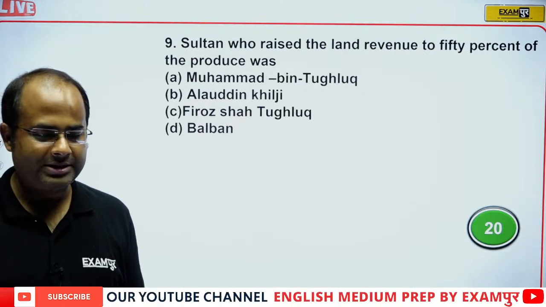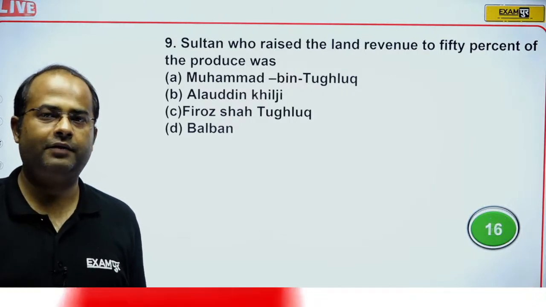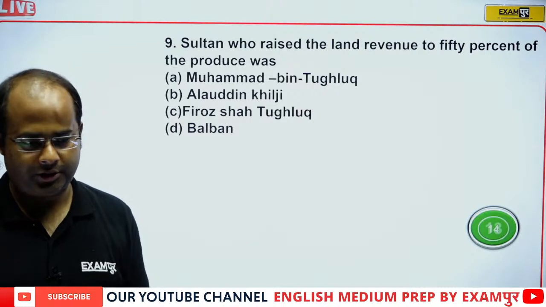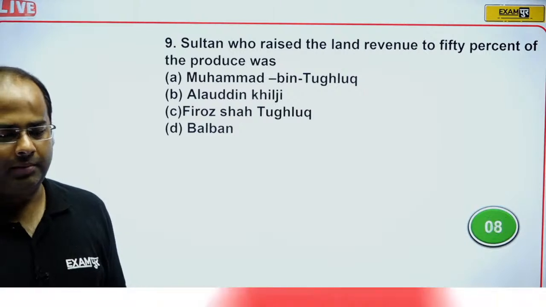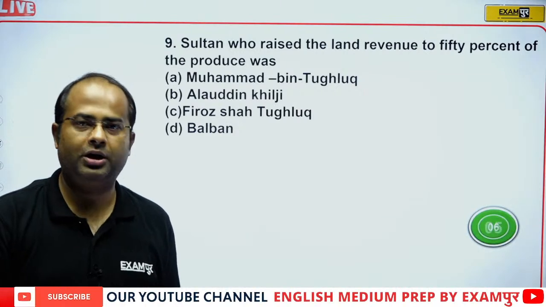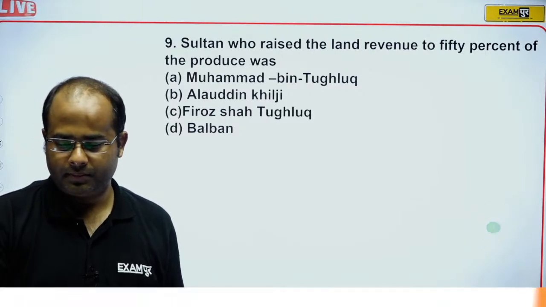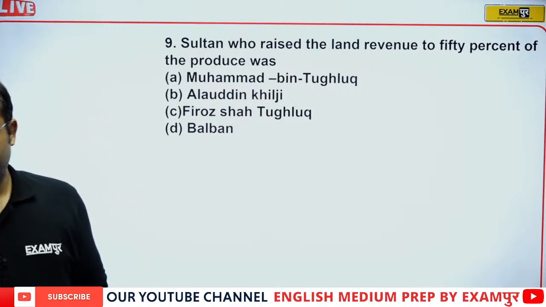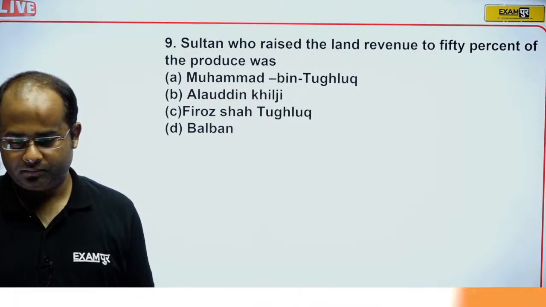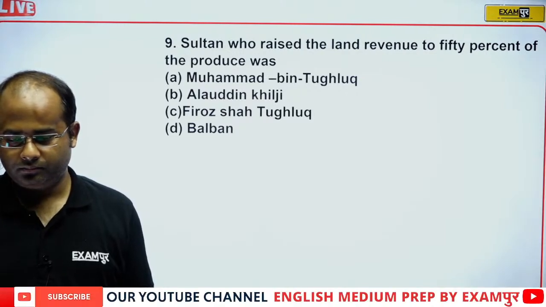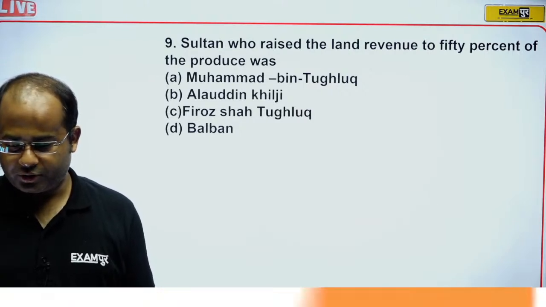Which Sultan raised the land revenue to 50% of the produce? So which Sultan raised the land revenue from 1/3 to half of the production? Earlier it was 1/3 and then it became half of the production. Is it Muhammad bin Tughlaq, Alauddin Khilji, Firuz Shah Tughlaq, or Balban? Okay, not option A.